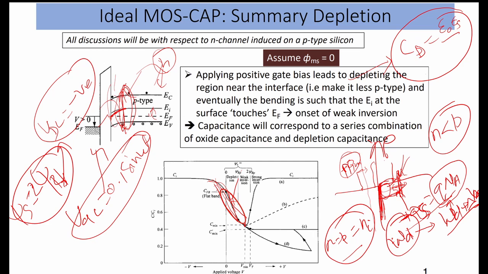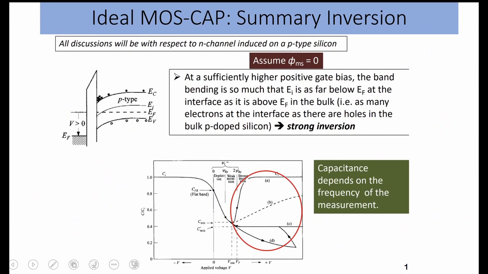So in the depletion region, the capacitance is going down and down because it will reach the minima when this depletion region is the maximum. Okay, we will come to the inversion case at this junction in the next part.